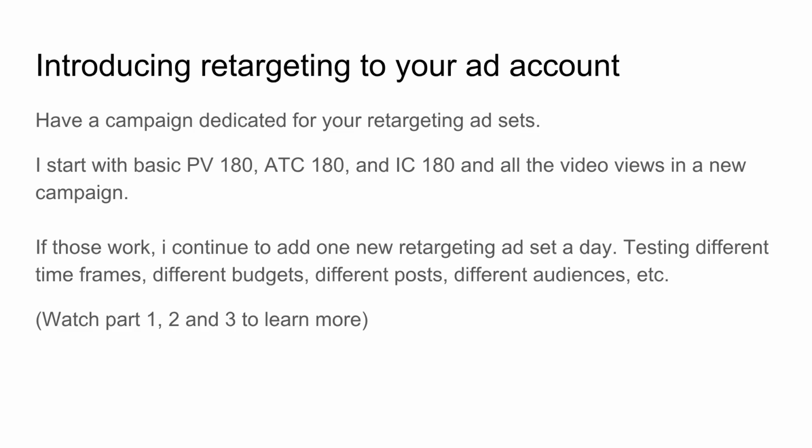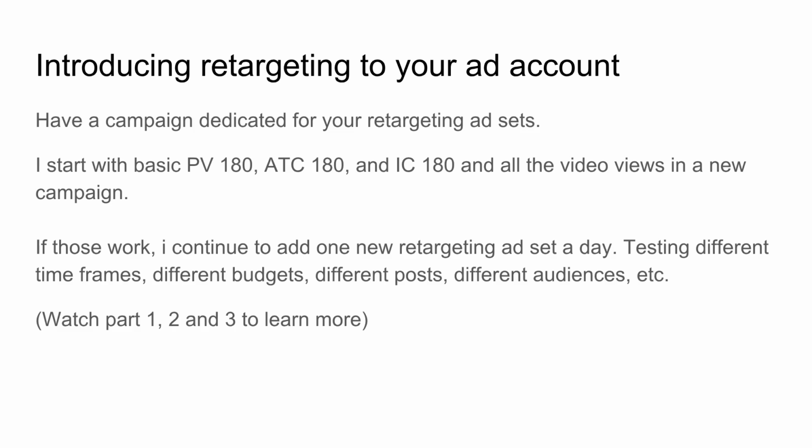Introducing retargeting to your ad account. Basically, I always have a separate campaign dedicated to my retargeting ad sets. This allows you to just have one campaign called retargeting, and you can do all of your retargeting in that one campaign. It's just a lot more organized, and also it allows each retargeting optimization to help each other. So when starting out, I'll start with the basic, most broad PV 180, add to cart 180, and initiate checkout 180, and all the video views in a new campaign if you're doing a video. If you're not doing a video, then just do PV, ATC, and IC.